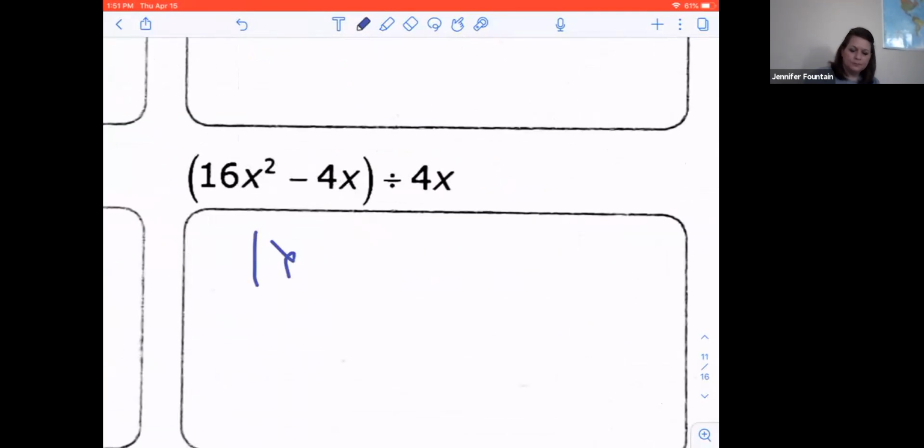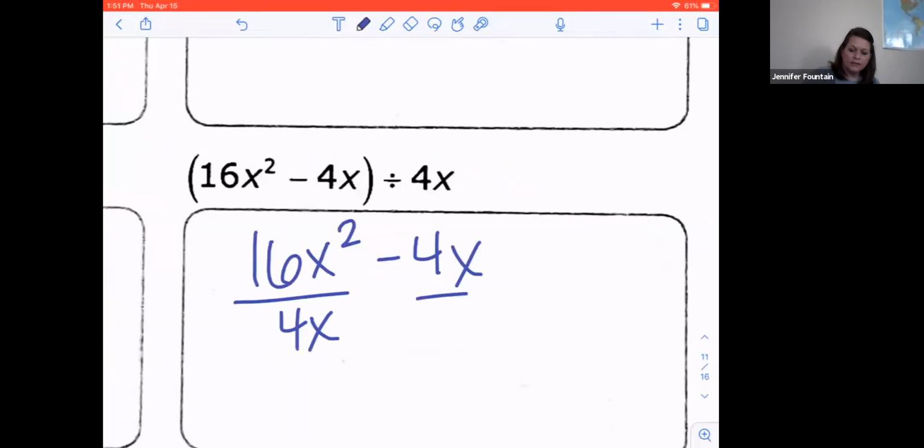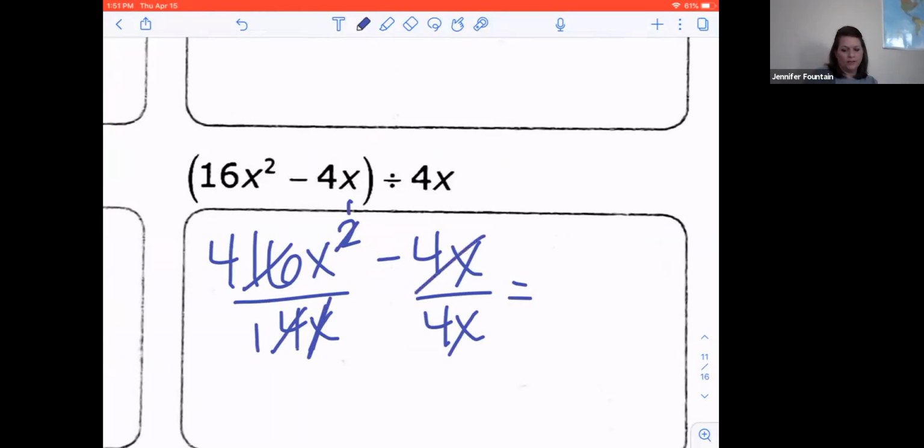16x squared minus 4x. Divide them both by 4x. 4 divided by 4 is 1. 16 divided by 4 is 4. X squared divided by x. My x down here cancels. This becomes x to the first. And I know 4x divided by 4x is 1 over 1. So I have 4x minus 1.